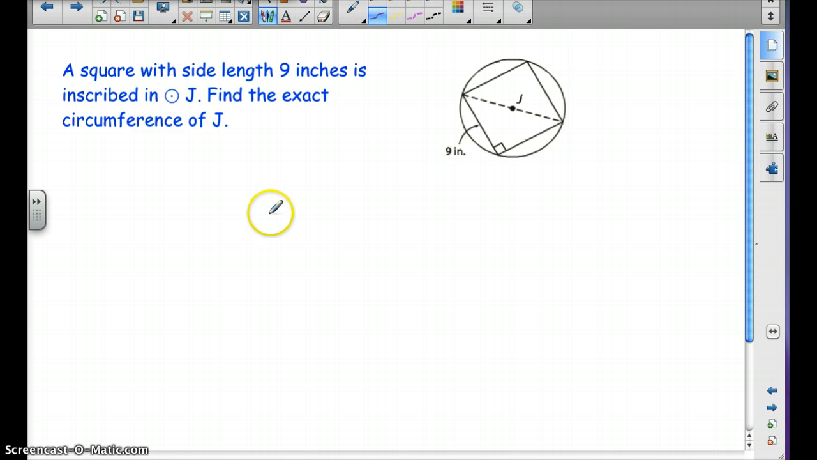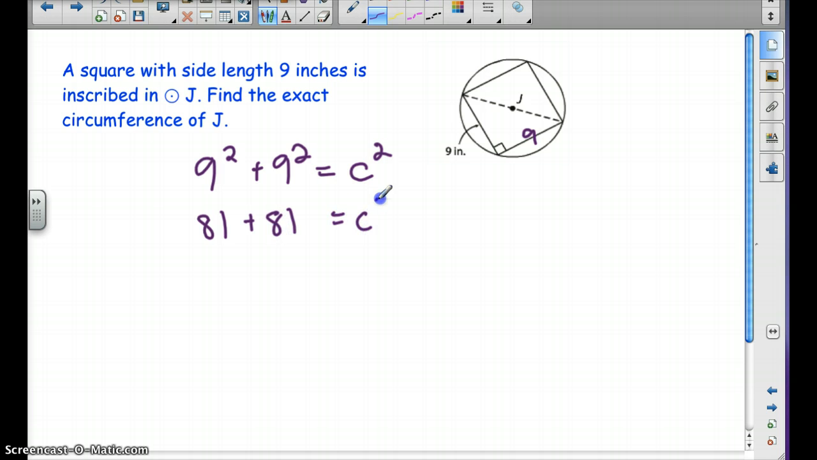So a square with side length 9 inches is inscribed, so inside circle J. Find the exact circumference of J. So since we know this is a square, we know that all side lengths are the same. Notice when we put the imaginary diameter here, we have a right triangle. So what do you think we can use to find the side of a right triangle? You got it, Pythagorean theorem. So it's going to be 9 squared plus 9 squared equals c squared. So I have 81 plus 81 equals c squared, and that is 162.